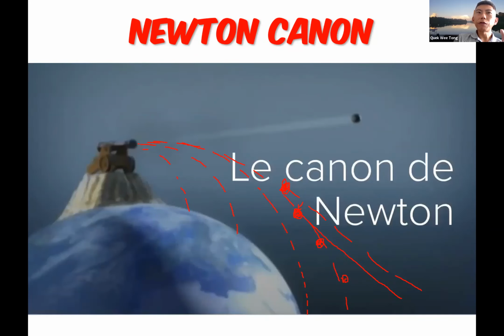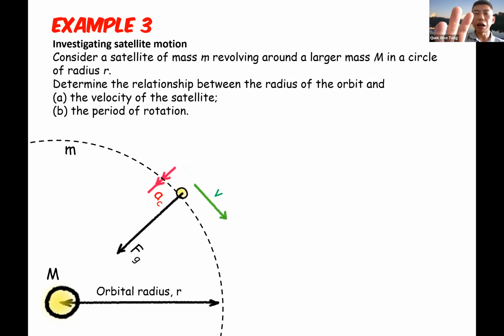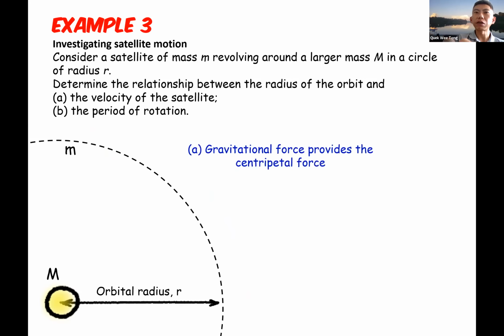So from this part onwards, we'll be dealing with the math of how gravitational force provides for centripetal force and leads to circular motion. Let's take a look at this example. We want to determine the relationship between the radius of the orbit and the velocity of the satellite first, then later on the period. This entire process, example 3, you must try it. Especially, I believe some people never do it before. They just watch and say, okay, I understand already. Surprisingly, after 2 years.